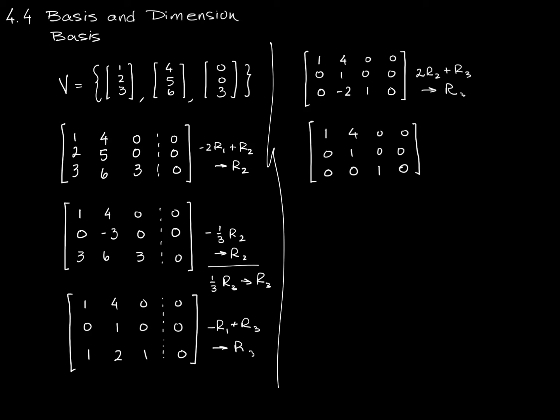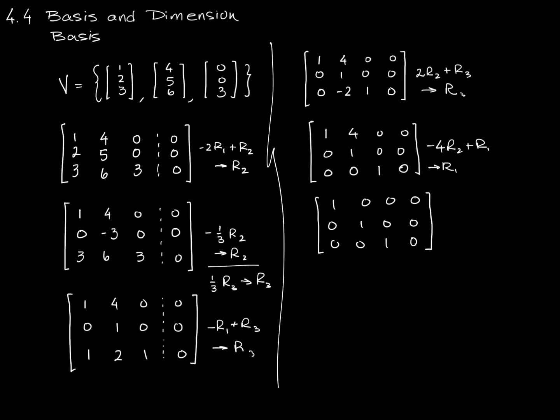And the last thing I have to get rid of here is this 4. So I'm going to take this number, this 1, multiply it by negative 4. So multiply this row by negative 4, add it to this row. That's negative 4 times row 2 plus row 1. That becomes my new row 1. So row 1 is the one that's changing in this case. And that gives me 1, 0, 0, 0.